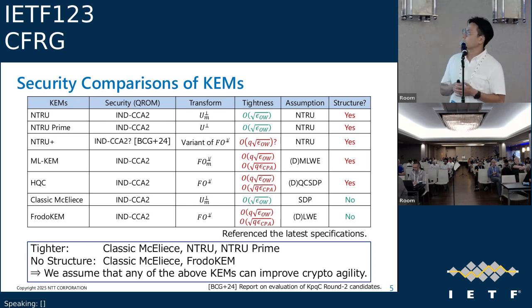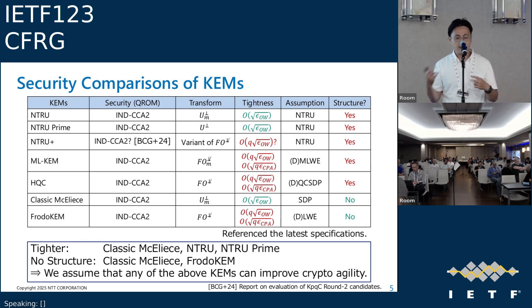Actually, NTRU Plus is a relatively new scheme, and there's an analysis of its security underway now. There's another comparison of the assumptions they use. I care about whether there is a structure or not. Classic McEliece and FrodoKEM don't use structure in their assumptions. So there are two metrics, tightness and assumption. Actually, Classic McEliece is the best because it satisfies both of them. But I think KEMs satisfying either tightness or the assumption can improve crypto agility, especially when they are used in hybrid KEMs.